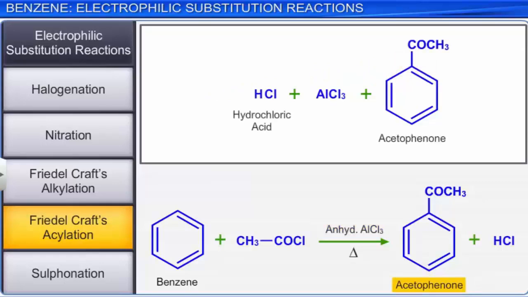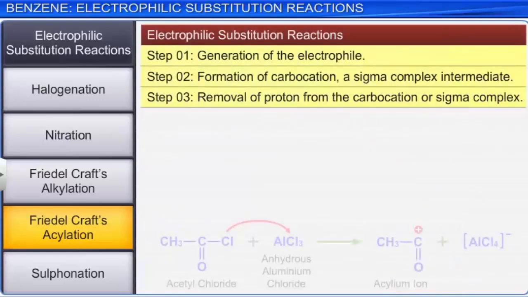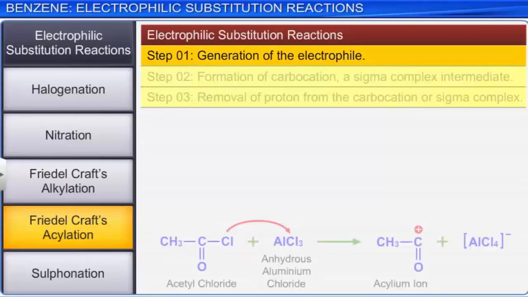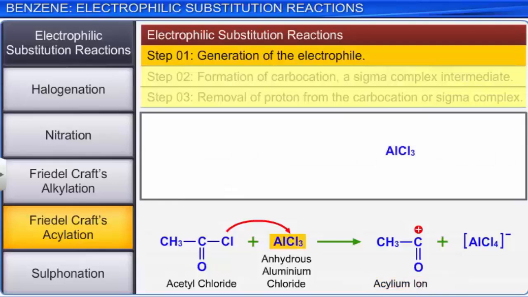Let's discuss the mechanism of this reaction. First, an electrophile, that is, the acyl ion here, is generated when anhydrous aluminium chloride combines with the attacking reagent acetyl chloride, as shown here.